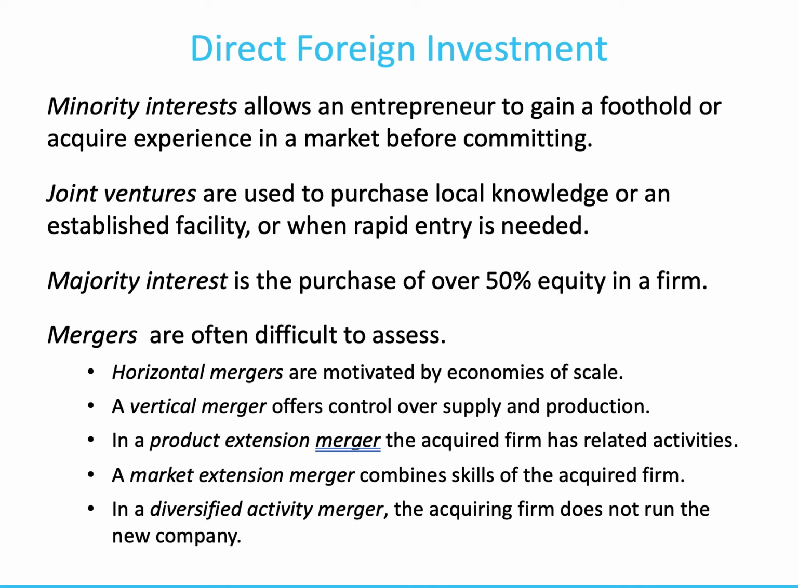They're often difficult to assess. You have horizontal mergers, which are motivated by economies of scale. You have two companies coming together that are on equal level. Vertical merger offers control over supply and production. So you're either the controlling entity or the controlled entity. And the product extension merger is where the acquired firm has related activities. So you partner up with somebody and it's an extension of what you do.